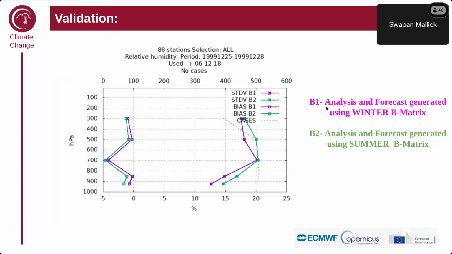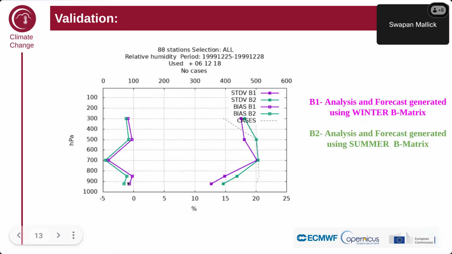And these are some statistics over 88 stations near the Denmark region, because the storm is located there. So here I use the B1 matrix for winter, and the B1 and B2 matrices, and calculate the forecast using the forecasts at 06, 12, and 18 UTC. So this panel represents the average relative humidity from 1999, December 25 to 28.